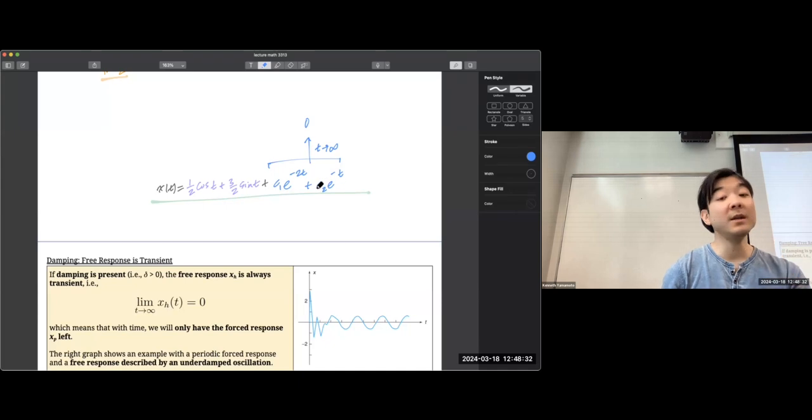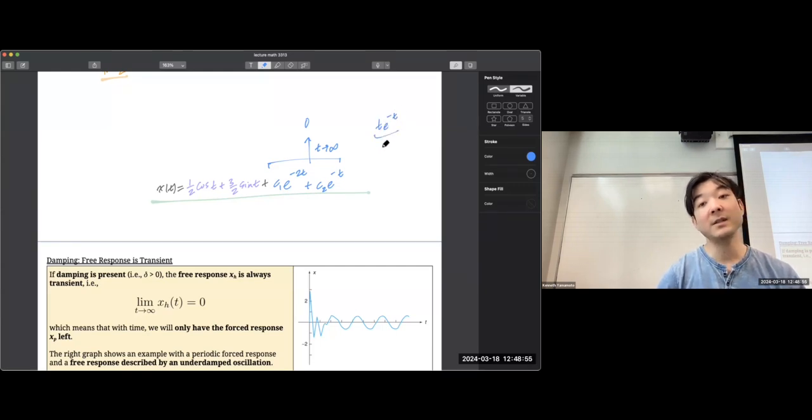Now, this is overdamped, so it's going to decay pretty fast. Critically damped will also decay. There's going to be a t times e to something, but it's always going to be e to some negative something times t. So the t will grow, but the exponential grows faster. And so the e to the negative. So critically damped is going to be something like this.